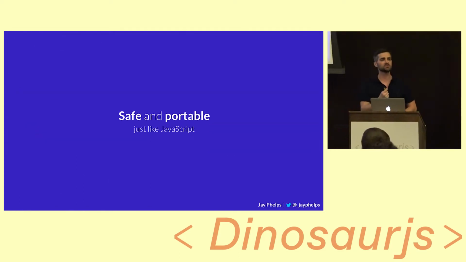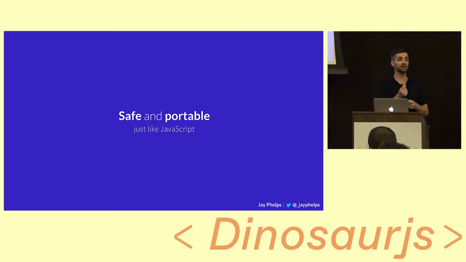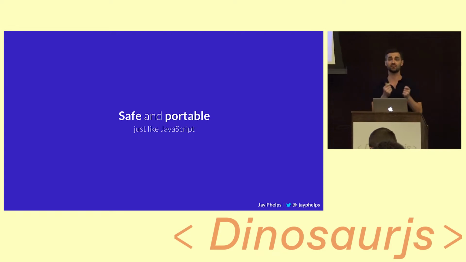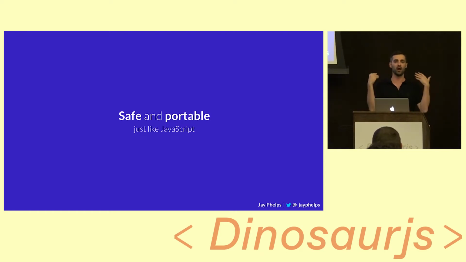And WebAssembly is also safe and portable. Now, this is unlike normal machine code, right? Normal machine code has a lot of potential for exploits. It's also not portable, but on the safety side of things, how many people here, even if you've never written any C code, have you heard of a buffer overflow exploit? Right? It's a very common thing.